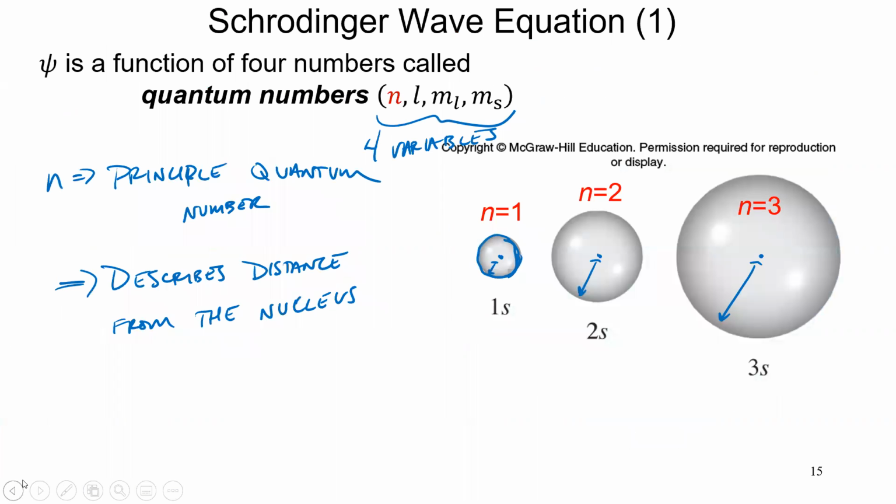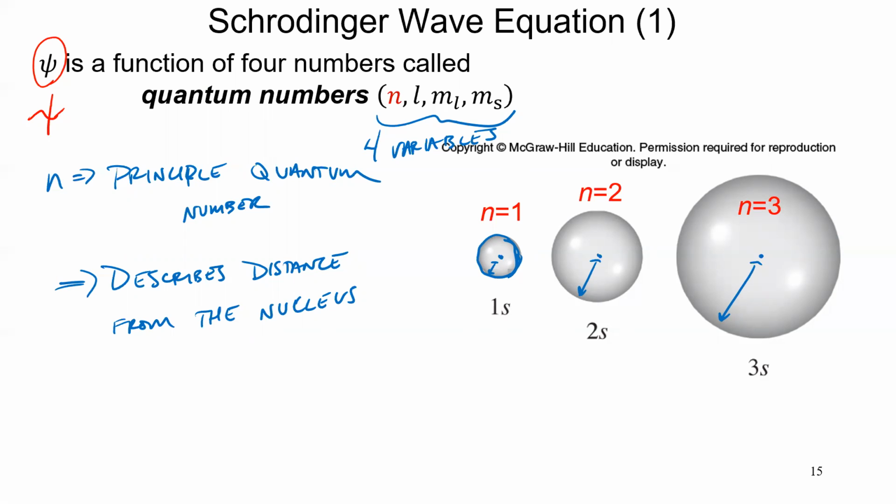So we left off on Monday talking about the Schrodinger wave equation. The Schrodinger equation is represented by this Greek letter psi, right? And it's a function of four quantum numbers, four variables. We talked a little bit when we did the Rydberg equation about the first quantum number, n. And n, again, tells us the distance of an electron from a nucleus. Now, this is an average distance. It's not an absolute value, as in the Bohr model of the atom.